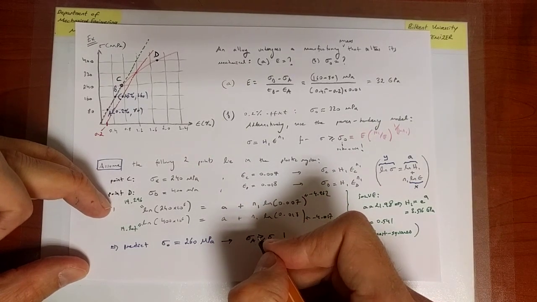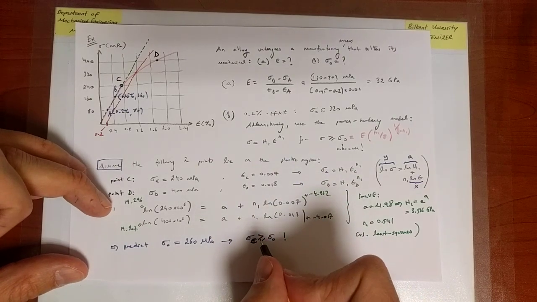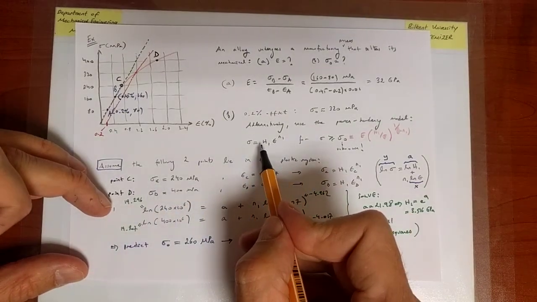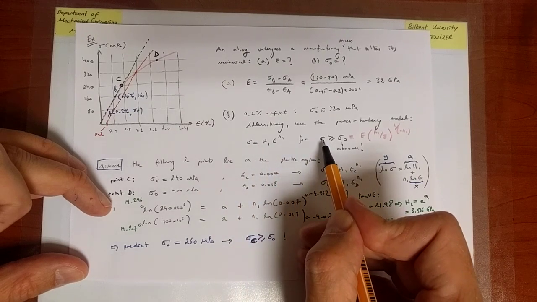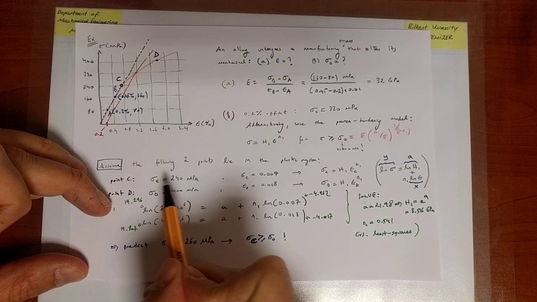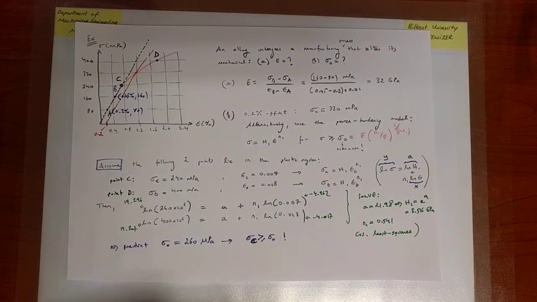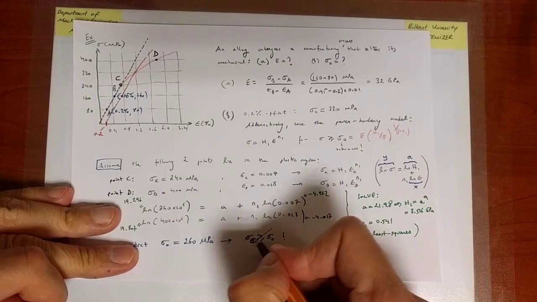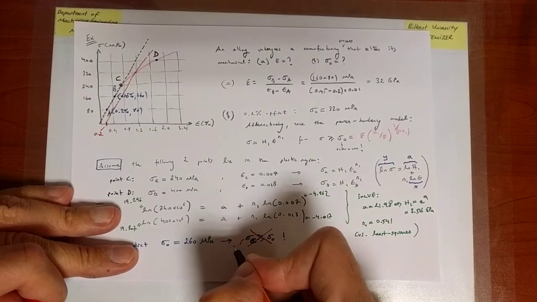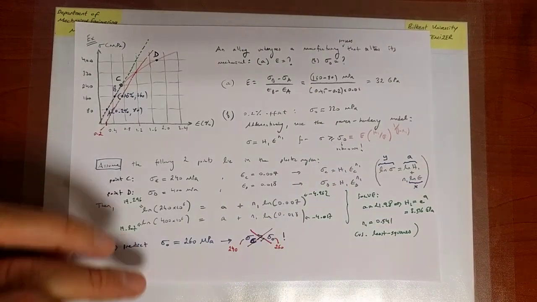Sigma C is supposed to be larger than sigma naught because this model works only if stress is larger than the yield strength. I've chosen a point C and I've assumed that this holds. But it actually does not hold. Why does it not hold? Because this is 240 and this is 260 MPa.